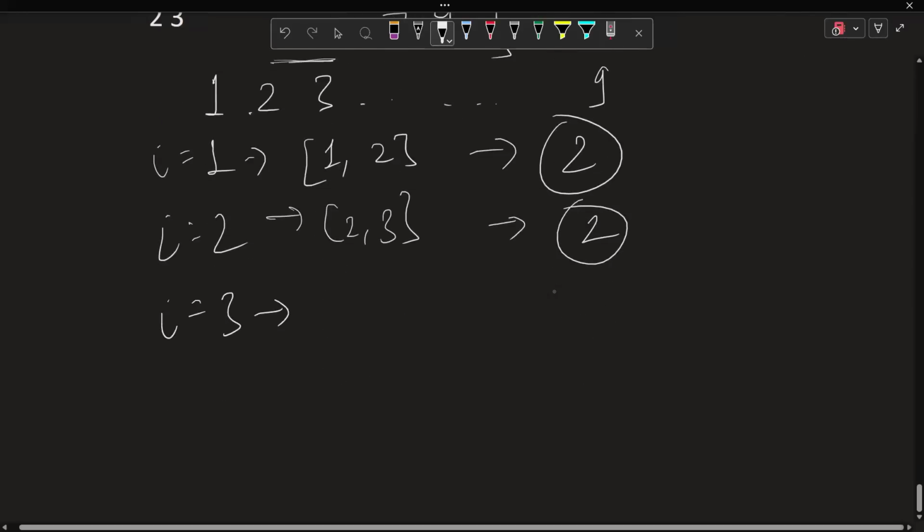Now I would move to i equal to 3. Now my range is from 3 to 4.